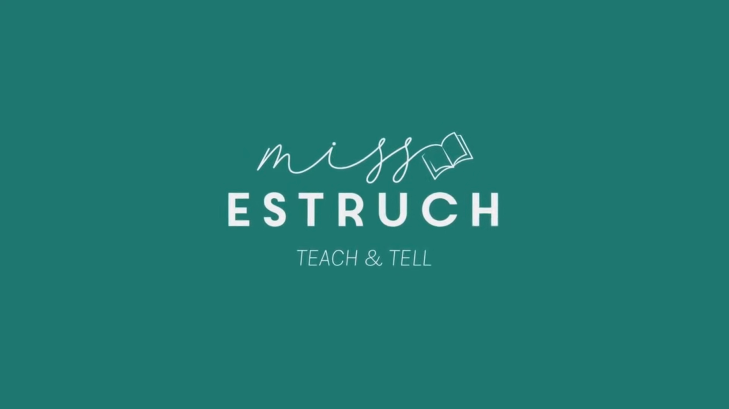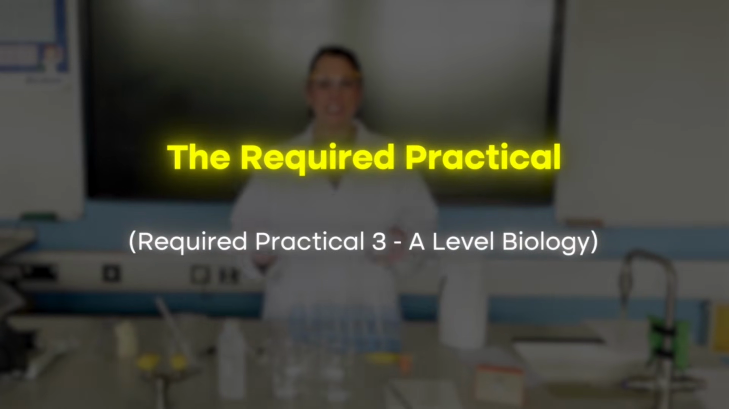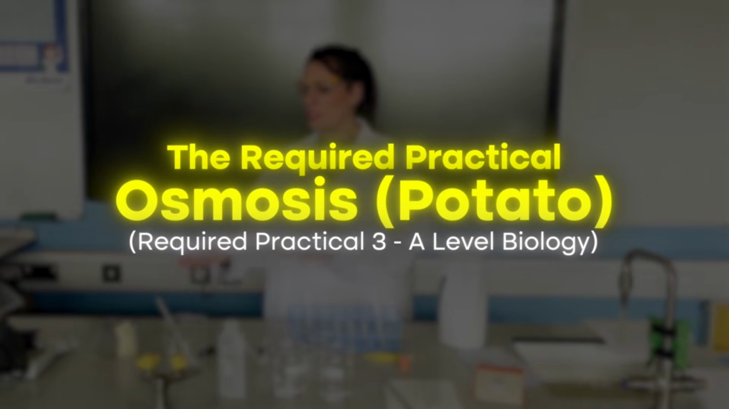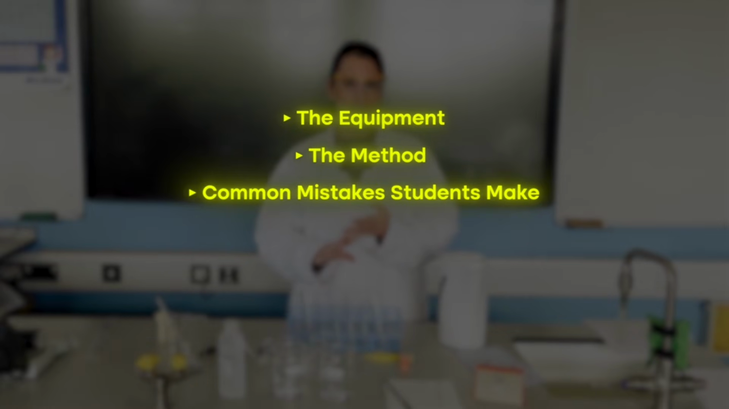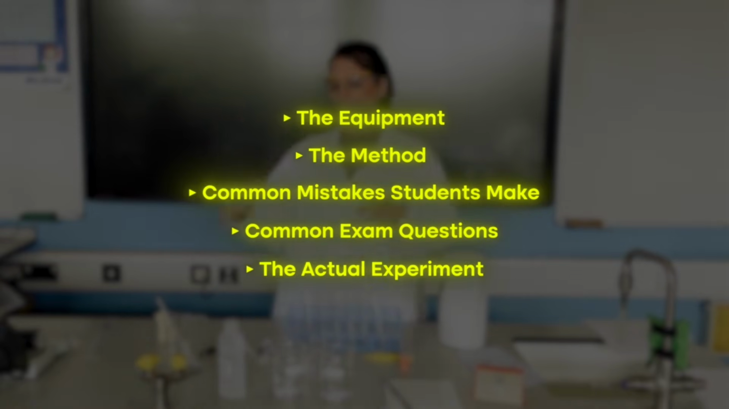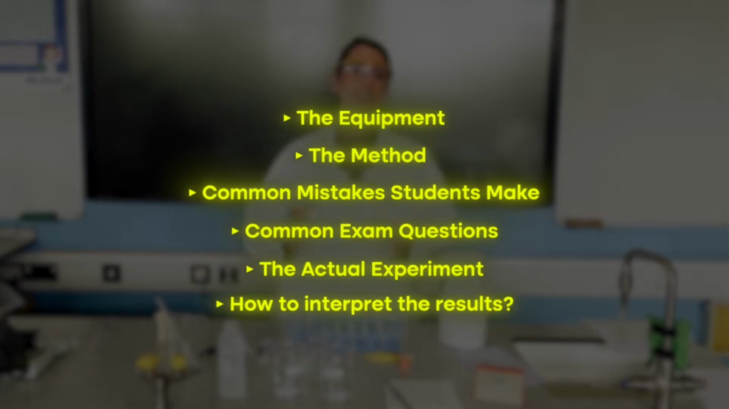In this video, I'm going to be going through the required practical 3 for AQA A-Level Biology, which is the osmosis practical, and I'm going to be using potato as my plant tissue. We're going to be going through the equipment, the method, common mistakes students make, common exam questions, the actual experiment itself, and how to interpret the results.